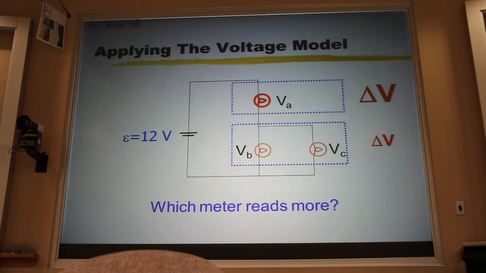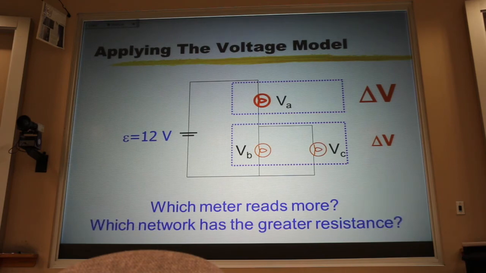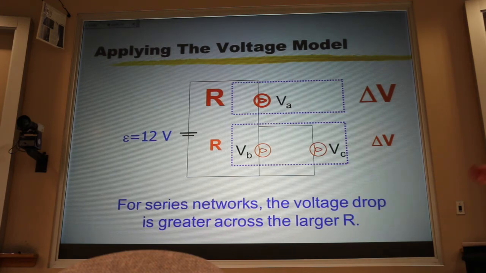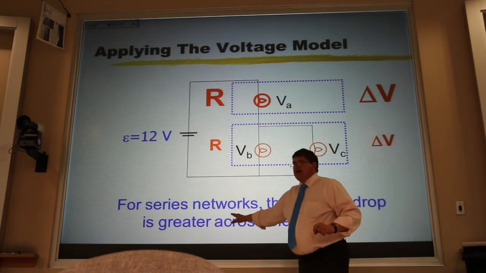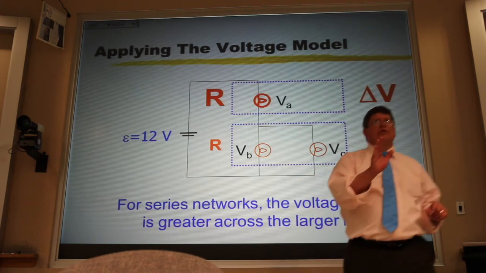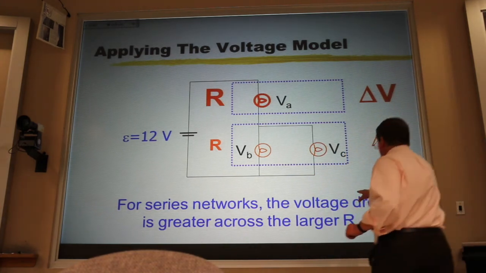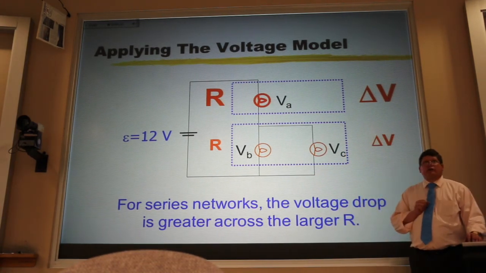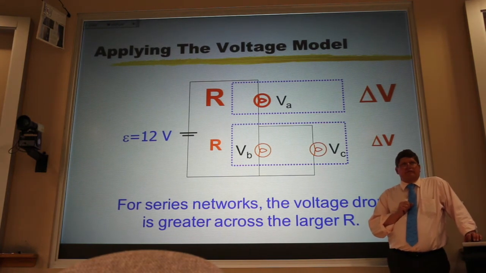Now, which of those boxes, the top one or the bottom one, is harder to get through? The top one. Two paths in parallel are twice as easy as a single path, and so that means the greatest resistance is the top one. Now, here's the idea. For series networks, and this is only true for series, the voltage drop is greater across the larger resistance.